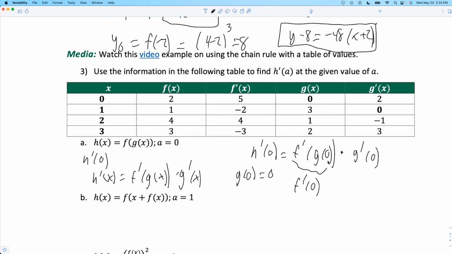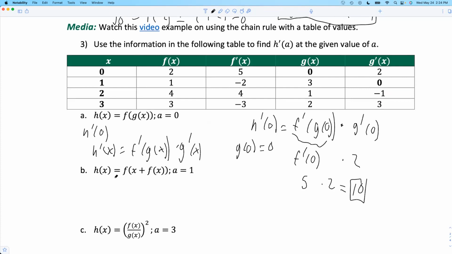because g of 0 was 0. I'm doing f prime at 0, that's 5. G prime at 0 was 2, so I get 5 times 2, I get 10.